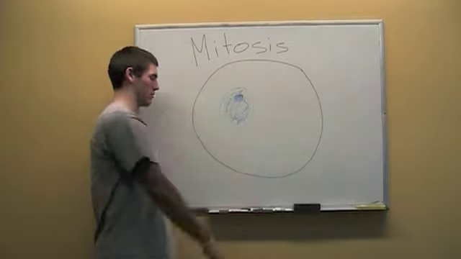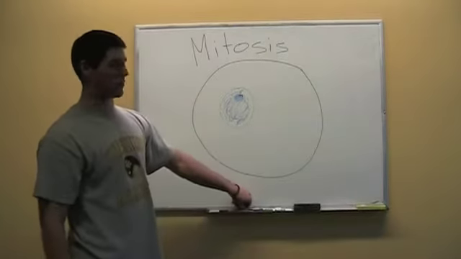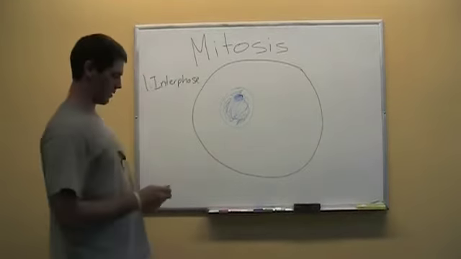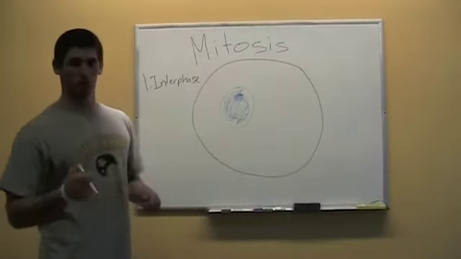First, we're talking about mitosis. And this is your average animal cell. Now, the first step of mitosis is interphase. Now, in interphase, centrosomes appear in the cell.